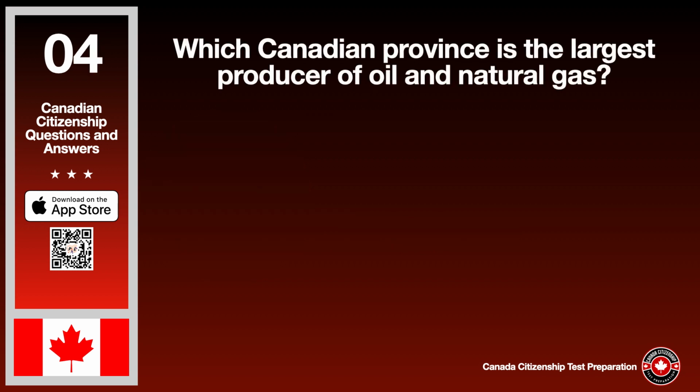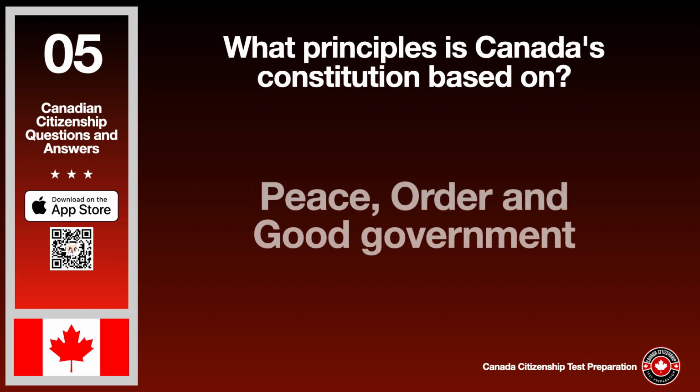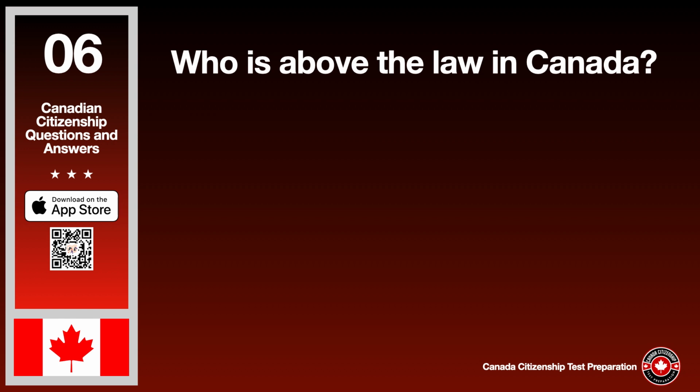Which Canadian province is the largest producer of oil and natural gas? The answer is Alberta. What principles is Canada's constitution based on? The answer is peace, order and good government. Who is above the law in Canada? The answer is no one.